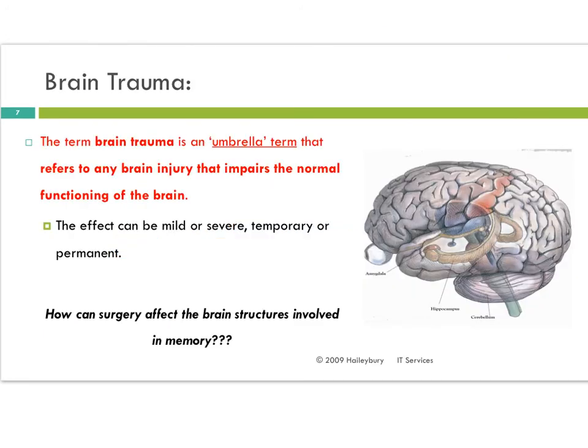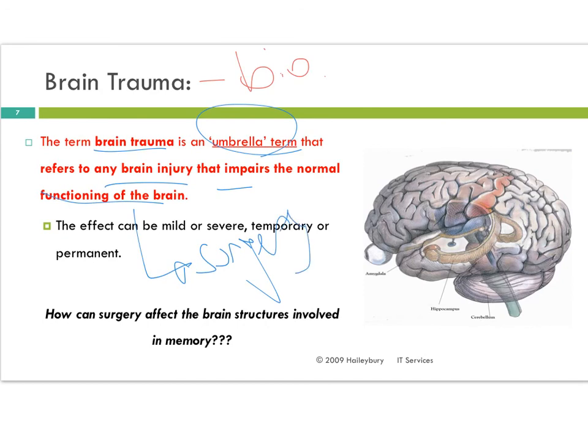So this is the last little bit of memory, and this is looking at the biological factors that affect things like encoding, storage, and retrieval. So we're looking at brain trauma. Brain trauma is an umbrella term that refers to any brain injury that impairs normal functioning. What we talk about this in regards to is surgery and disease, such as Alzheimer's.